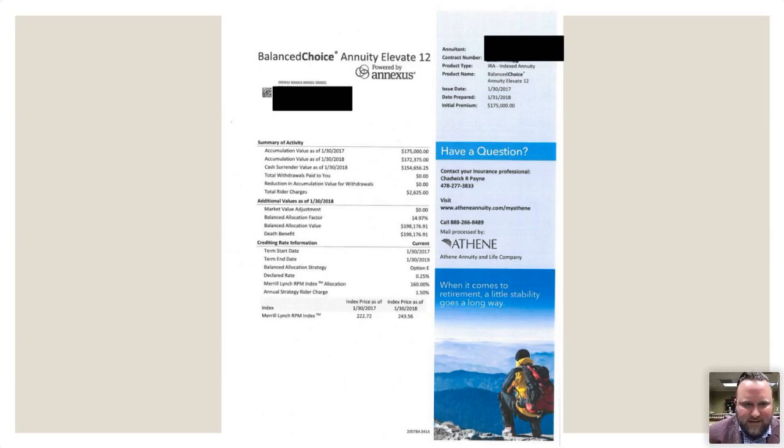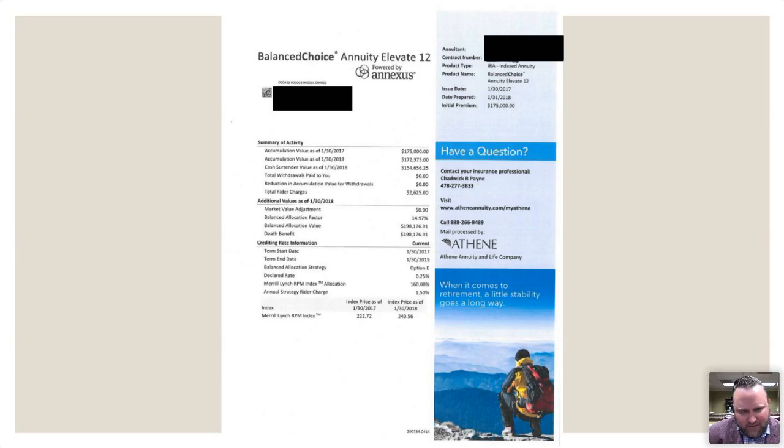So on the Athene, this is the Balanced Choice Elevate 12. It was issued in 2017. $175,000 was put into it. So we can see the accumulation value under the summary of activity as of 1/30/2017 was $175,000. And then the accumulation value as of 1/30/2018 was $172,000. In this case, they have an income benefit rider, which is something that was added on to this in order to give lifetime income. So that's why the accumulation value dropped from one year to the next.